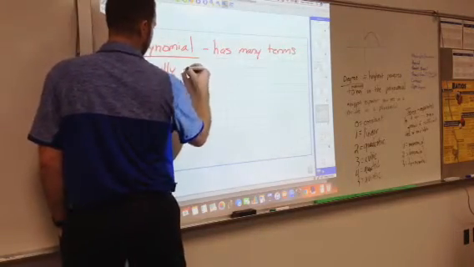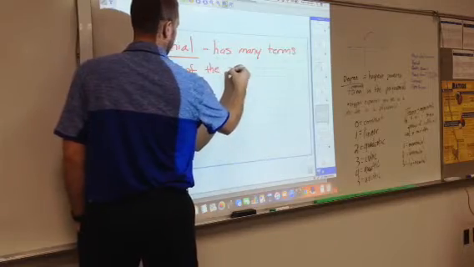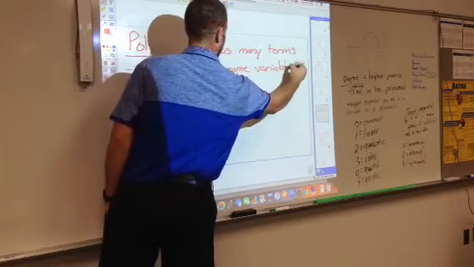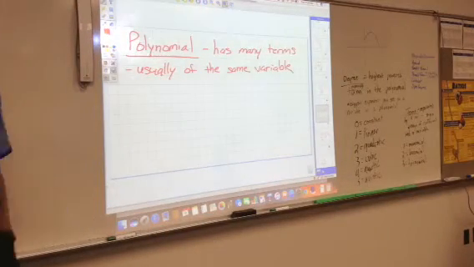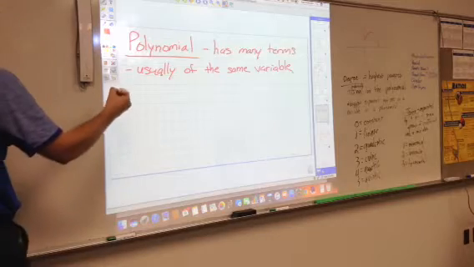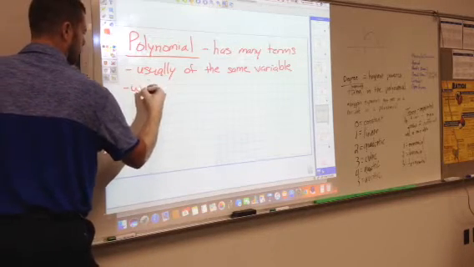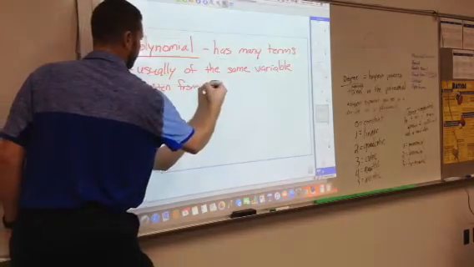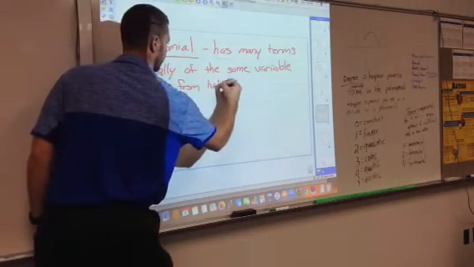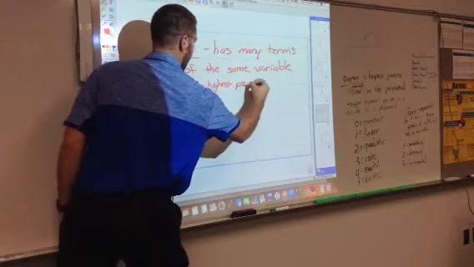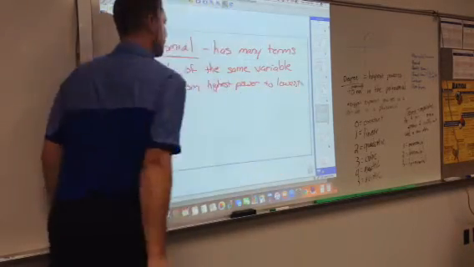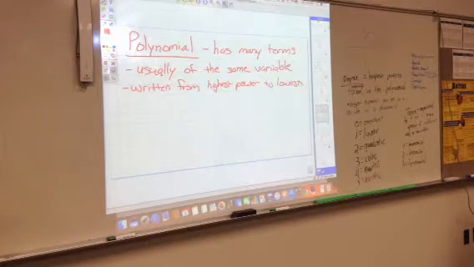Usually, they are of the same variable. And they are typically written from highest power to lowest. Not always, but typically that's how we write our polynomials.